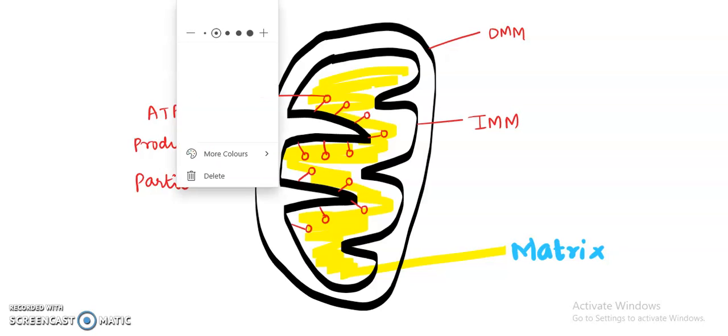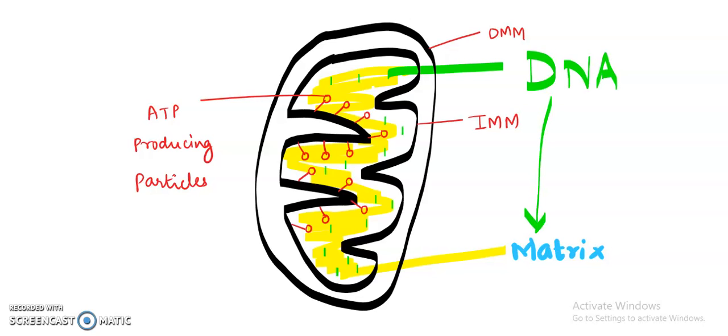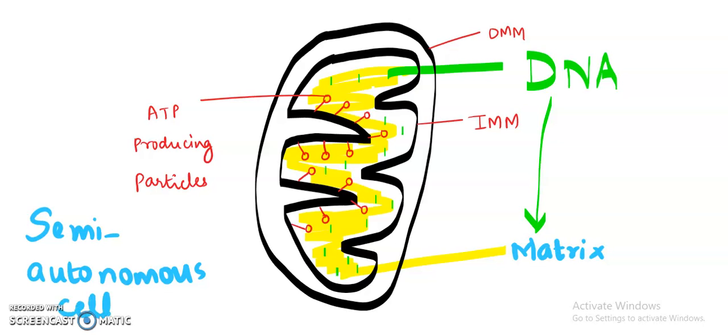Other than this, inside the matrix, DNA is also present, right? This is very important that DNA is present in the matrix of the mitochondria. That is why mitochondria is known as the semi-autonomous cell organelle, right? Semi-autonomous means that they contain their own DNA.